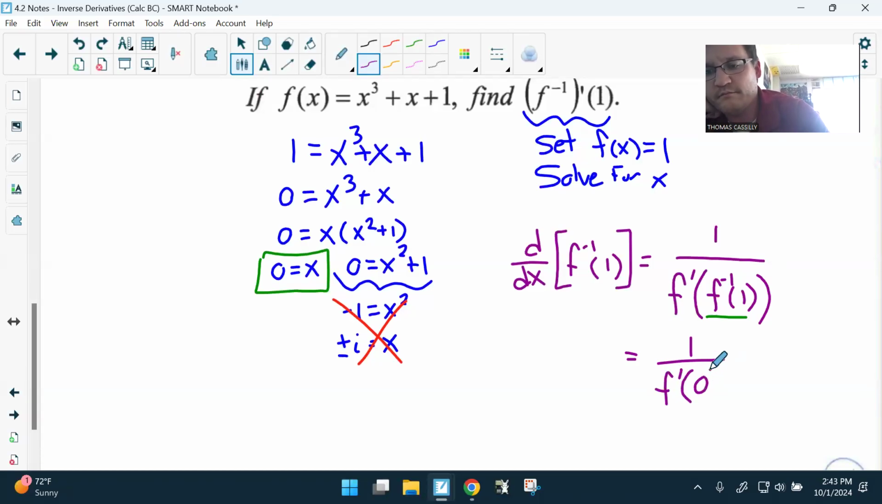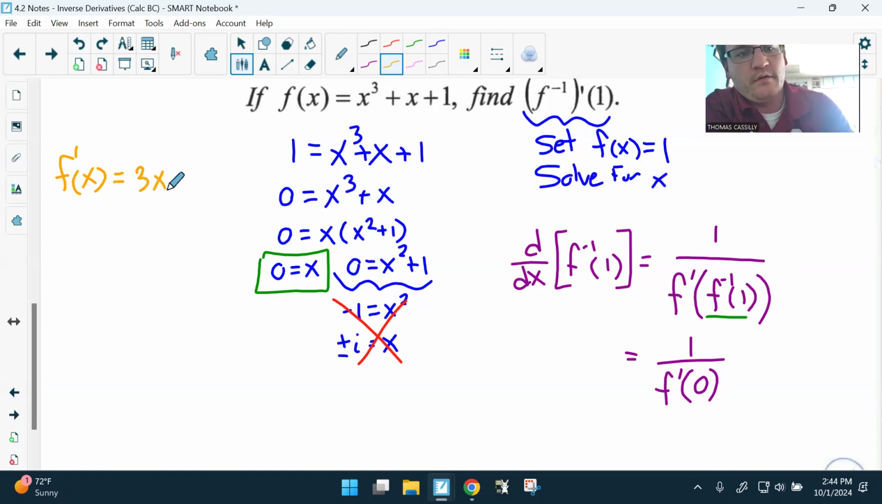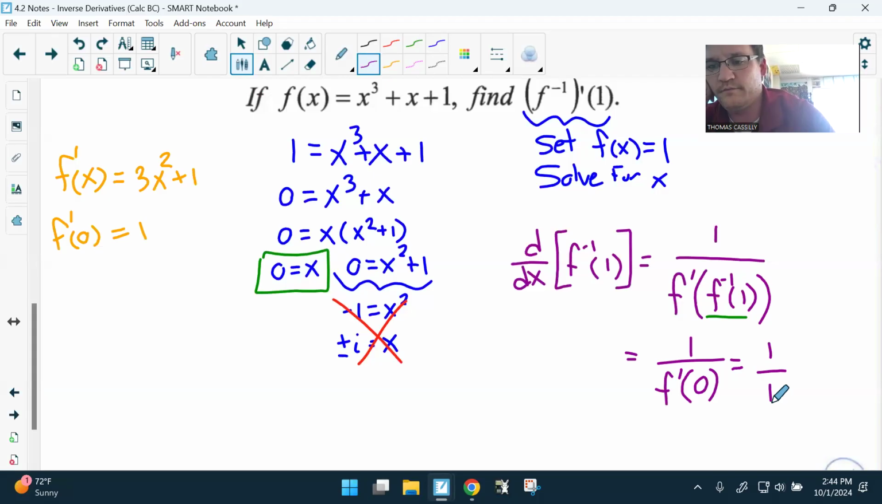So the derivative of f inverse of 1 is equal to 1 over f prime of 0. Well, what is f prime of 0? We can figure that one out really quickly. Let's go ahead and just take the derivative. F prime of x is going to be equal to 3x squared plus 1. And all we have to do is plug in a 0 for that. So f prime of 0 just equals 1. So this is equal to 1 over 1, which is 1.